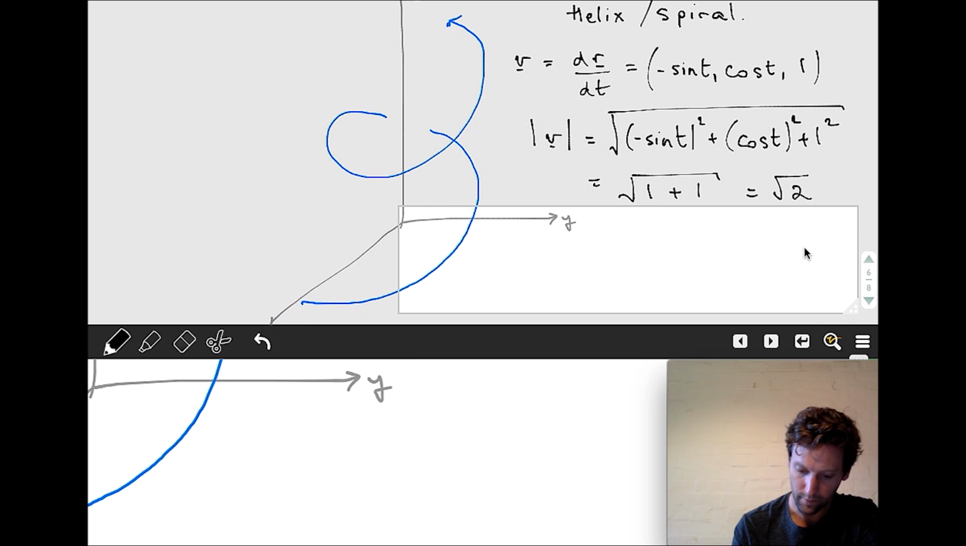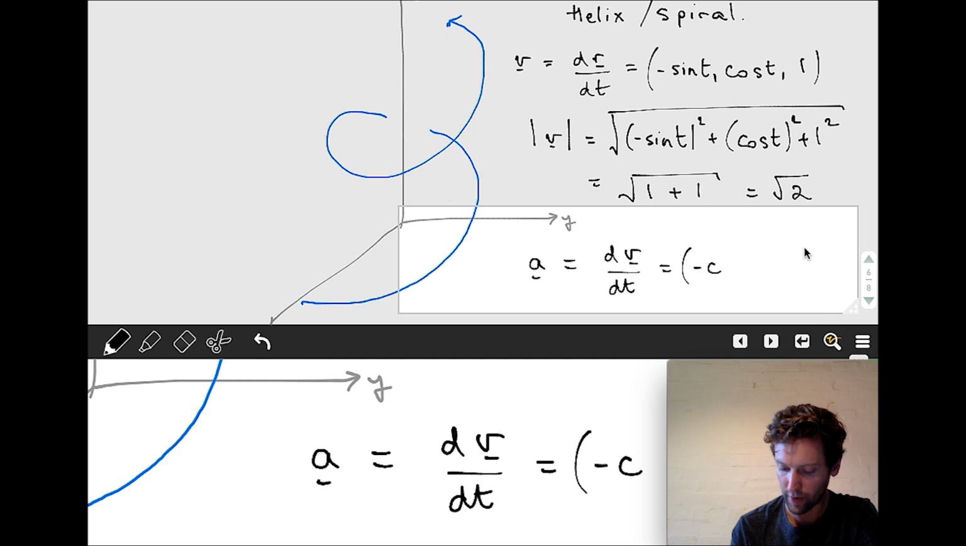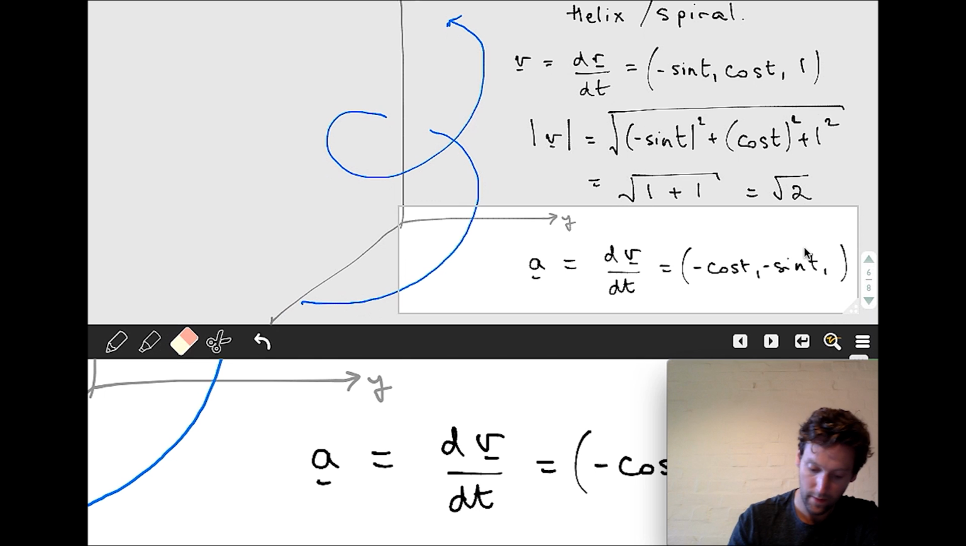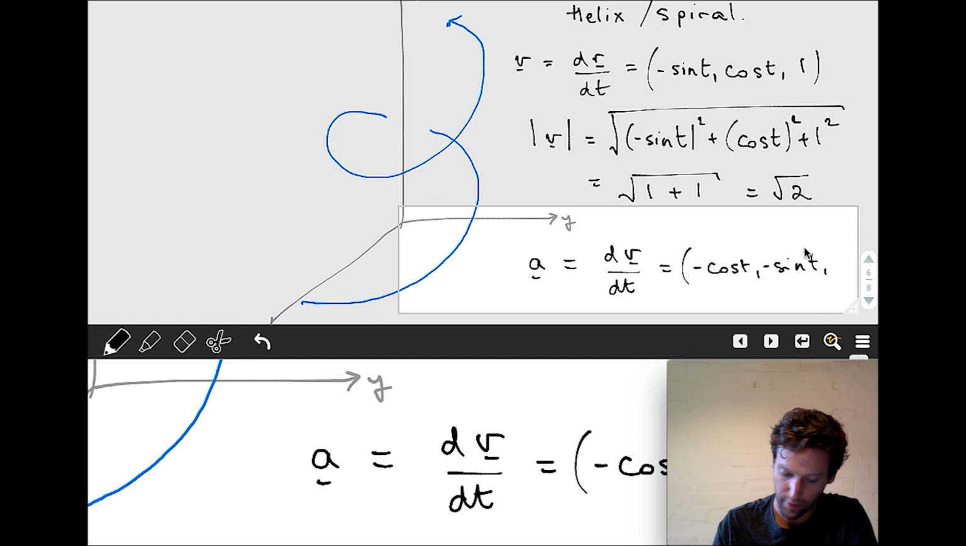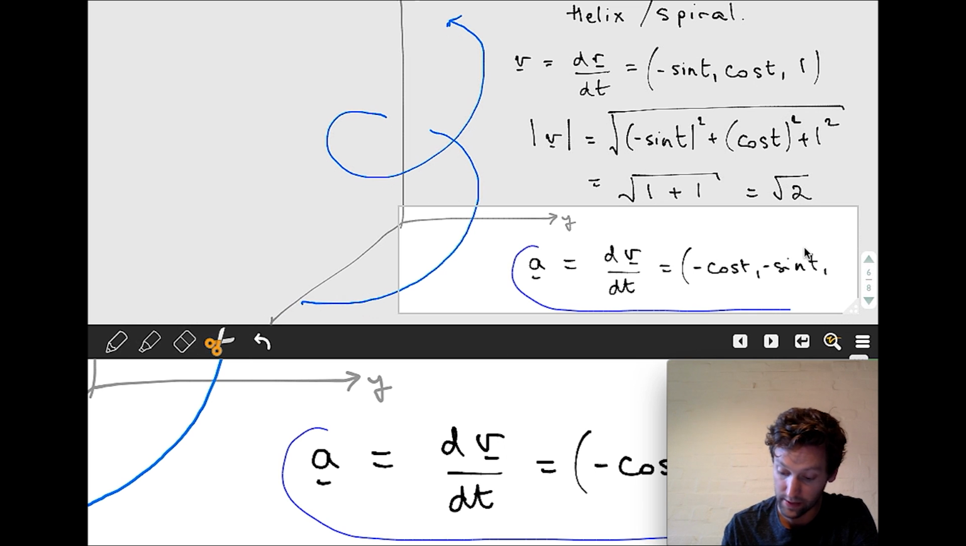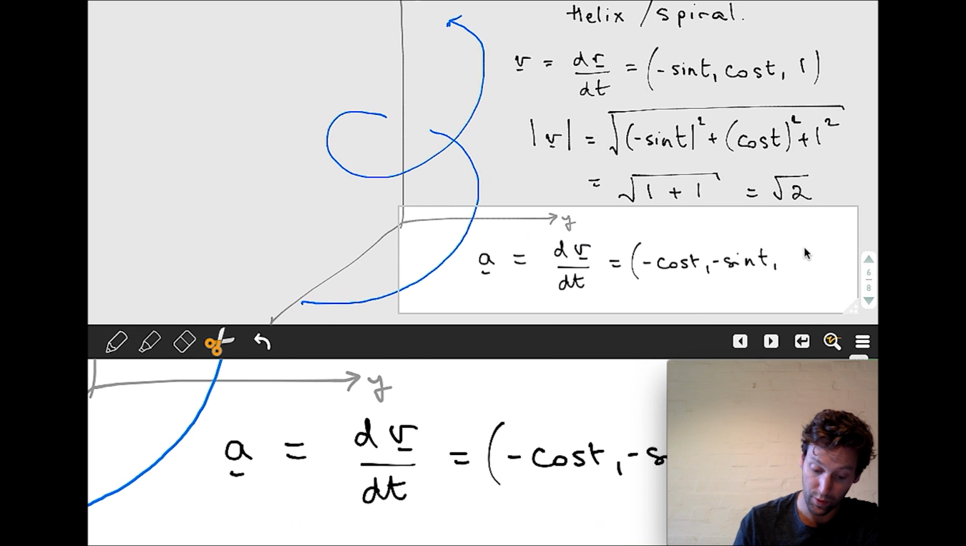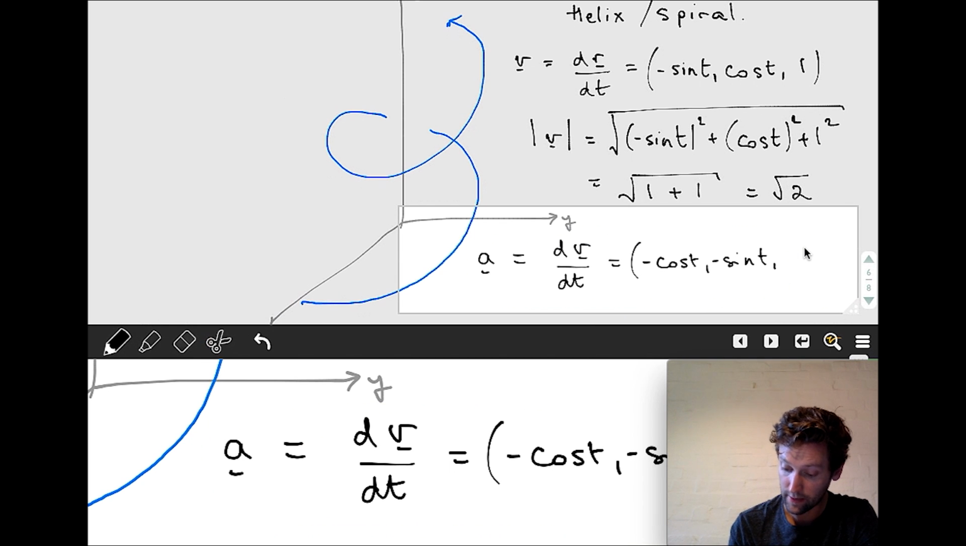So the acceleration is going to be given by the derivative of the velocity vector with time. So I get minus cosine t, minus sine t. So once again, I get circular motion in the xy plane. But then I take the derivative of the z component of the velocity, which was 1, and the derivative of that is just 0. So I don't have any acceleration in the z direction. Of course, I've got that constant motion in the z direction.